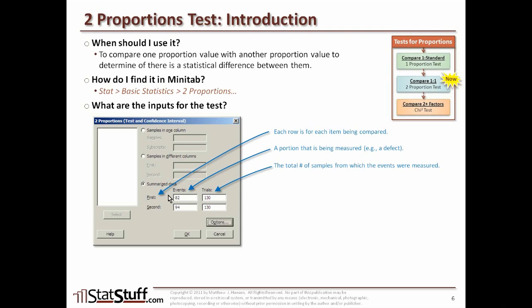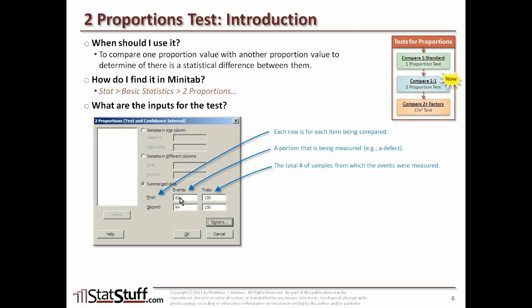So what you're comparing here is 82 particular events, like defects or non-defects, out of the 130, compared to the proportion down here of 94 defects or events among the 130. So the proportion is 82 out of 130 versus 94 out of 130. You're trying to compare the difference.